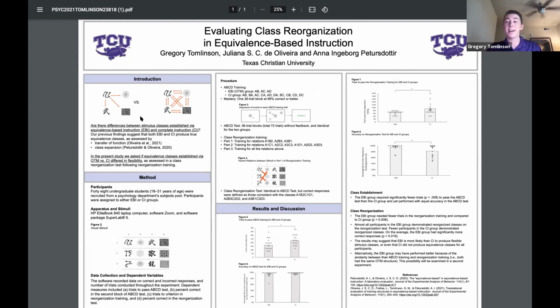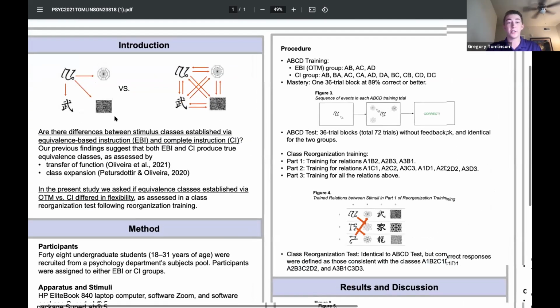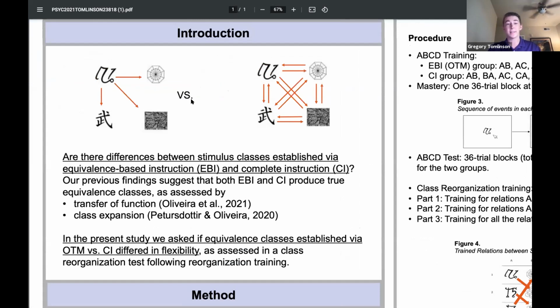The research that I'm looking at is, what is the best way to teach these relationships and establish these stimulus classes? Is it on the left here, EBI, which is equivalence-based instruction, or is it on the right, which is complete instruction? On the left is equivalence-based instruction, and you see a lot fewer arrows, so this assumes there are a lot fewer directly taught relations.